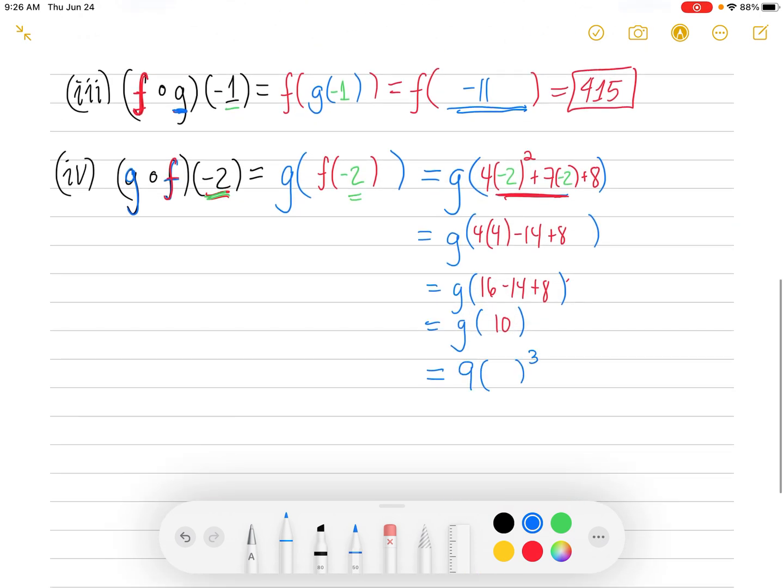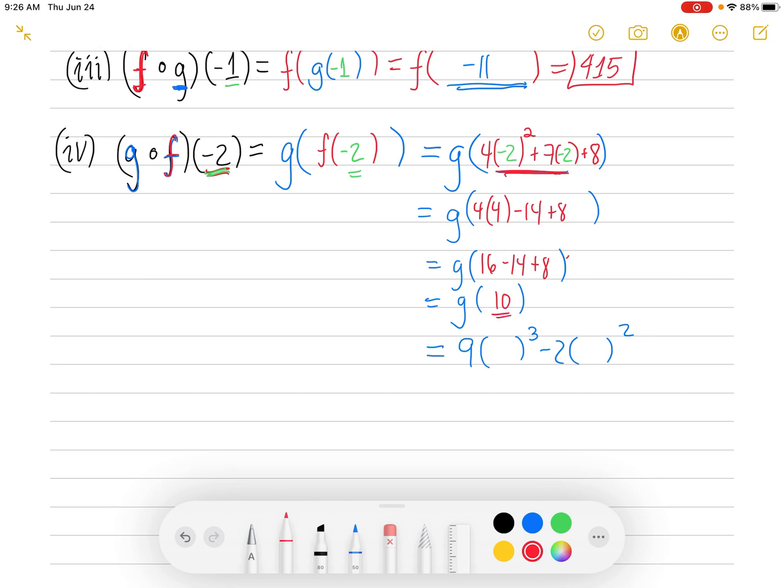Okay, so now I have to find G of 10. How do I find G of 10? Well, I'm going to take 10 and plug it into the G function. What's the G function? 9x cubed minus 2x squared. So 9 blank cubed minus 2 blank squared. So in place of the x, I'm going to plug in this red 10 right here.